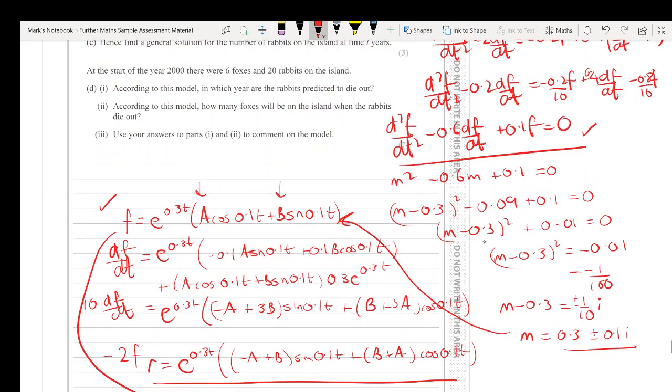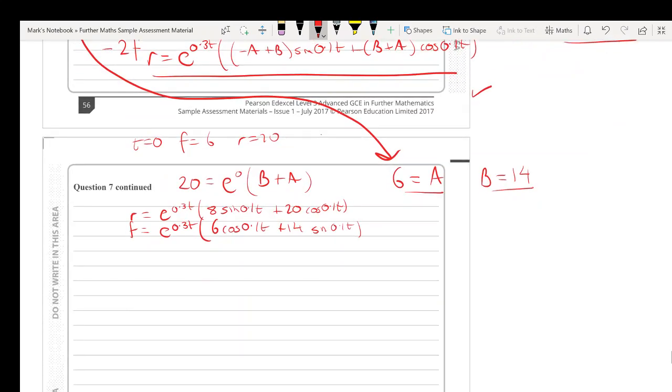Okay, now if we go back up, it says in which year the rabbit's predicted to die out. So when will rabbits be 0? So using this one, let's make 0 equals e to the 0.3t. So either e to the 0.3t is 0, which it can't be, or 8 sine 0.1t plus 20 cos 0.1t equals 0. So this equals 0 can't happen, so they make this equal to 0. So 8 sine 0.1t will equal minus 20 cos 0.1t.